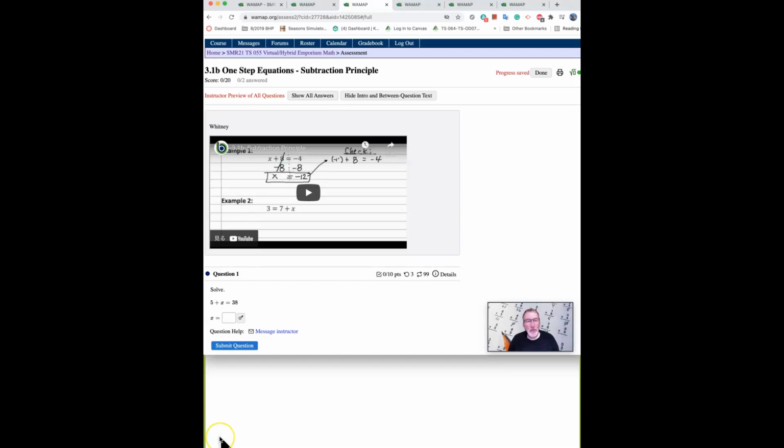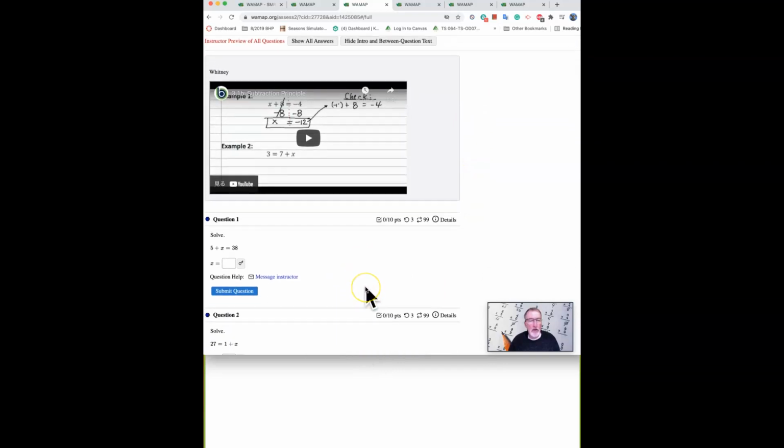Hello everybody. We're going to continue with one-step equations, and this time we're going to look at the subtraction principle. And this is the inverse of the one I just covered in 3.1a. We're in 3.1b now. And so for the subtraction principle, we will be subtracting the same value from both sides of the equation to solve for x.